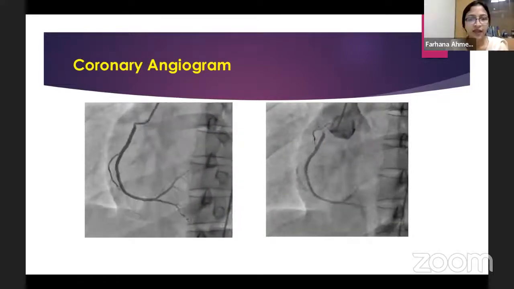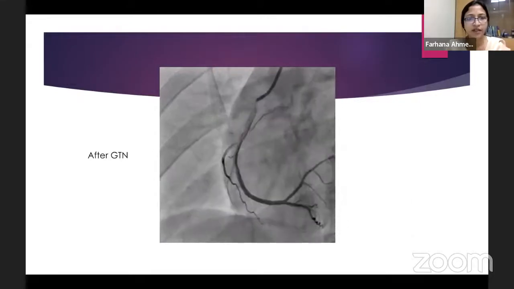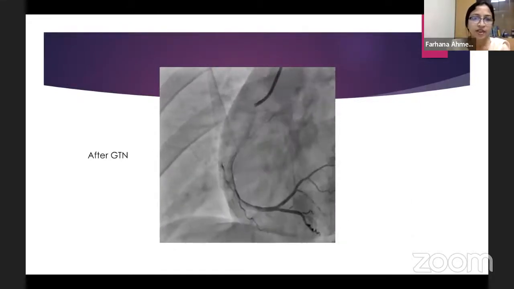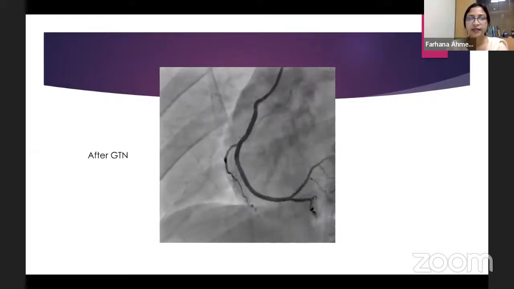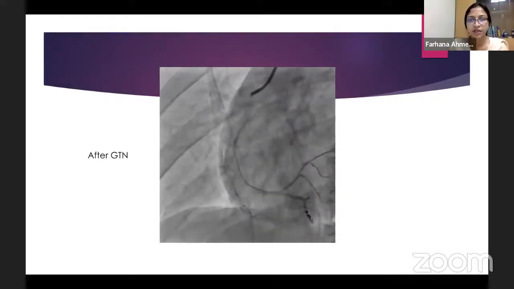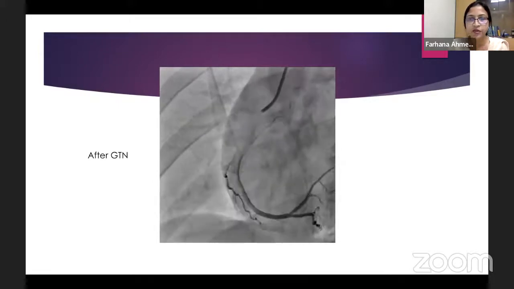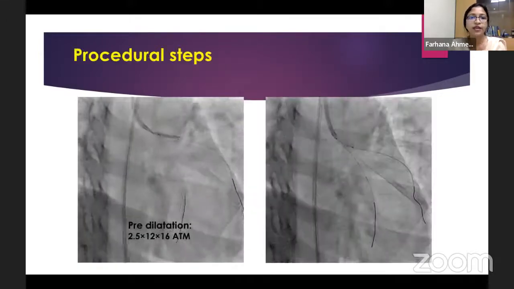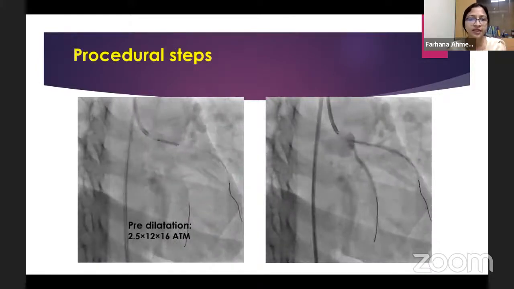Exactly what we did in our last case: we gave GTN 400, and this is the view after giving GTN. That was actually a spasm in the proximal part of the right coronary artery. So we deal with left main ostial disease.